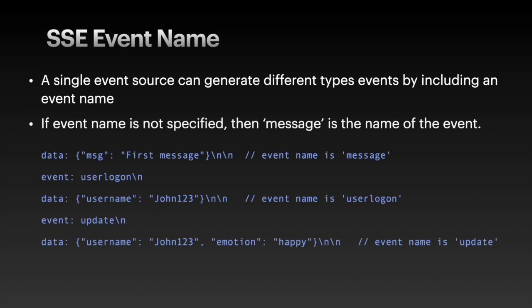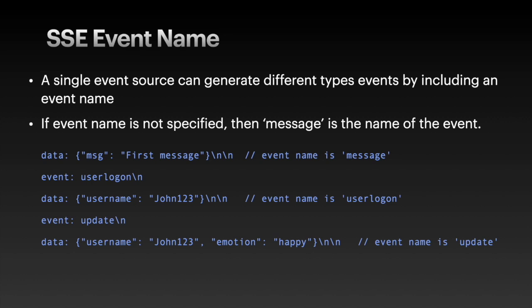So if an event name is not specified, like when we are sending the message and the event name is not specified, the default event name is message. So over here you can see I have given an example. Whenever we'll be sending a message, it will be something like data, space, then maybe message, and first message. This is an example I have taken from web.dev. So in the first line there is no event name, so the event name is message.